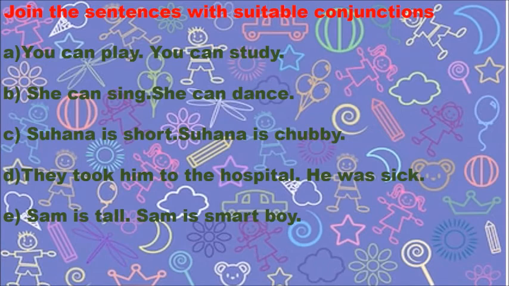So in this sentence, they are only talking about one girl, the same girl who is short and chubby also. D. They took him to the hospital, he was sick. So in this sentence, they are giving us the reason, the explanation why something has happened. E. Sam is tall, Sam is a smart boy. So they are talking about the same person who is tall and smart also. So you have to use the conjunctions wisely while joining the sentences.